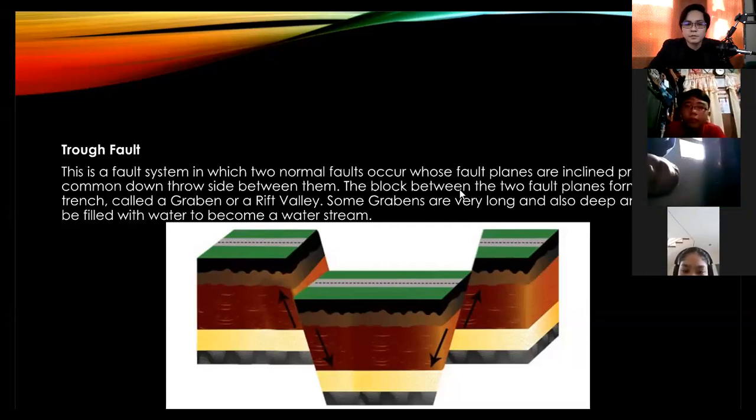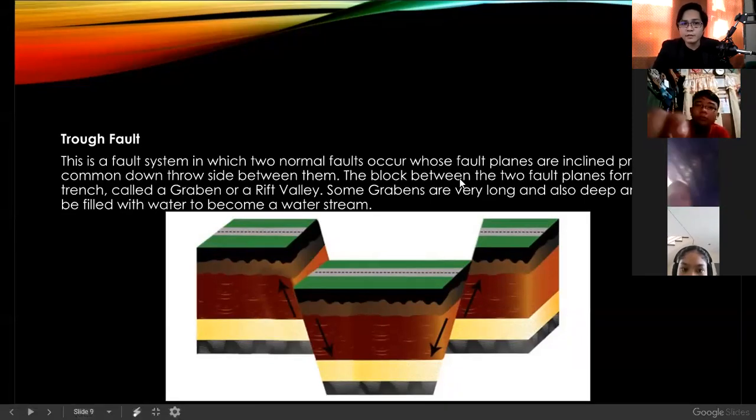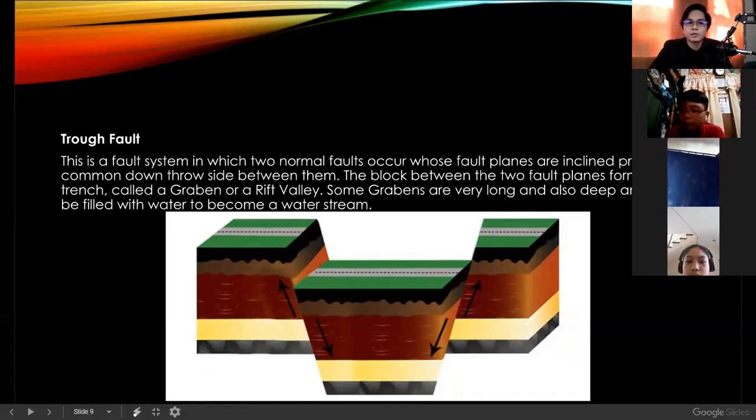So as a review, again, a graben fault is a fault in which two normal faults occur whose fault planes are inclined, providing a common downthrow side between them. The block between the two fault planes forms a long trench called the graben or a rift valley. Some grabens are very long and also deep that may be filled with water and become water streams.